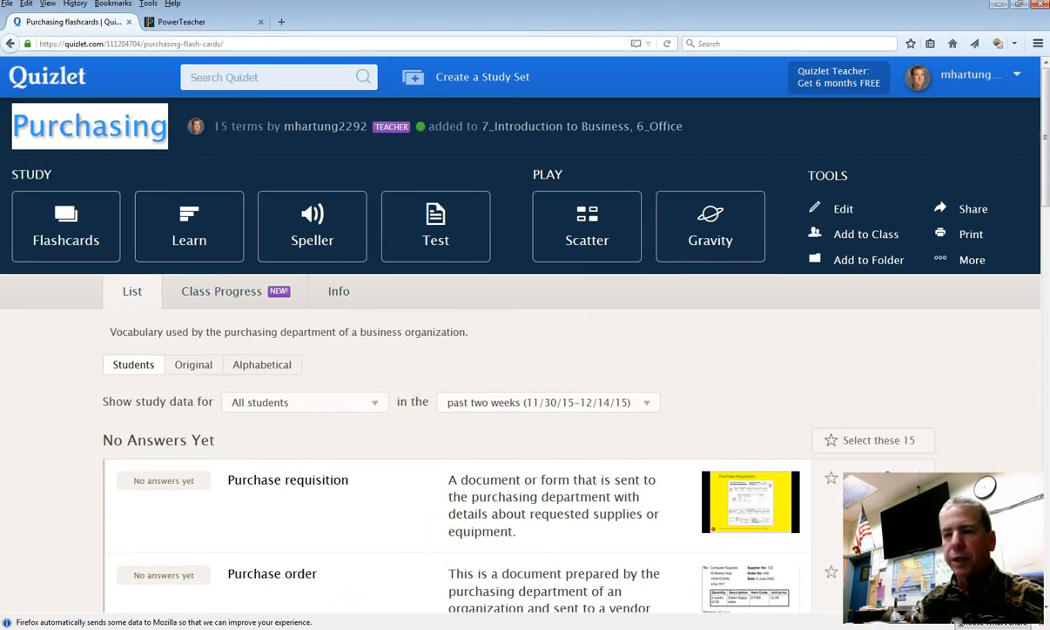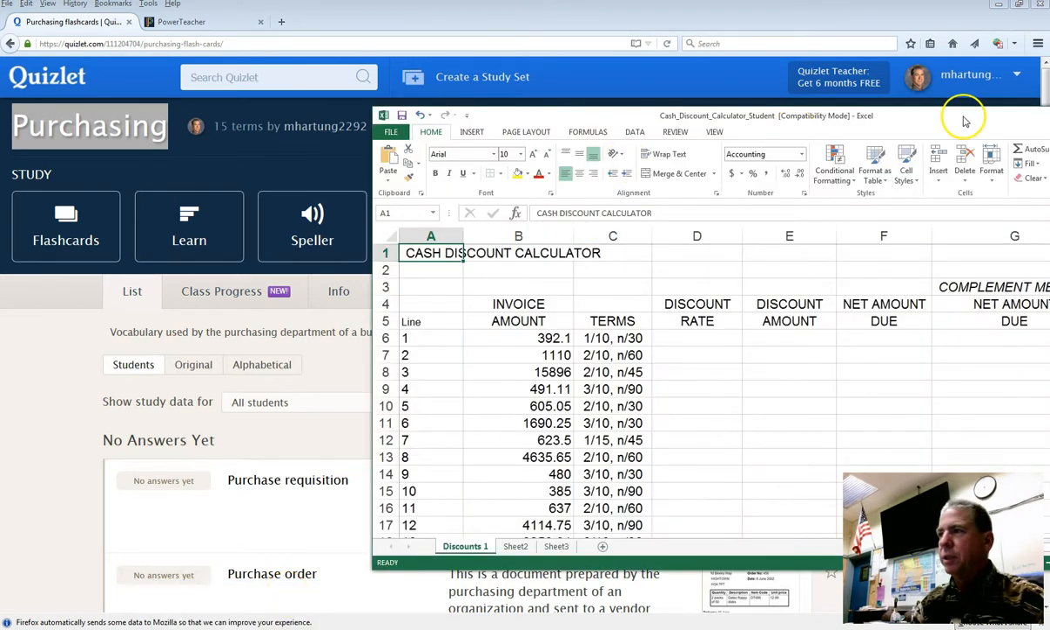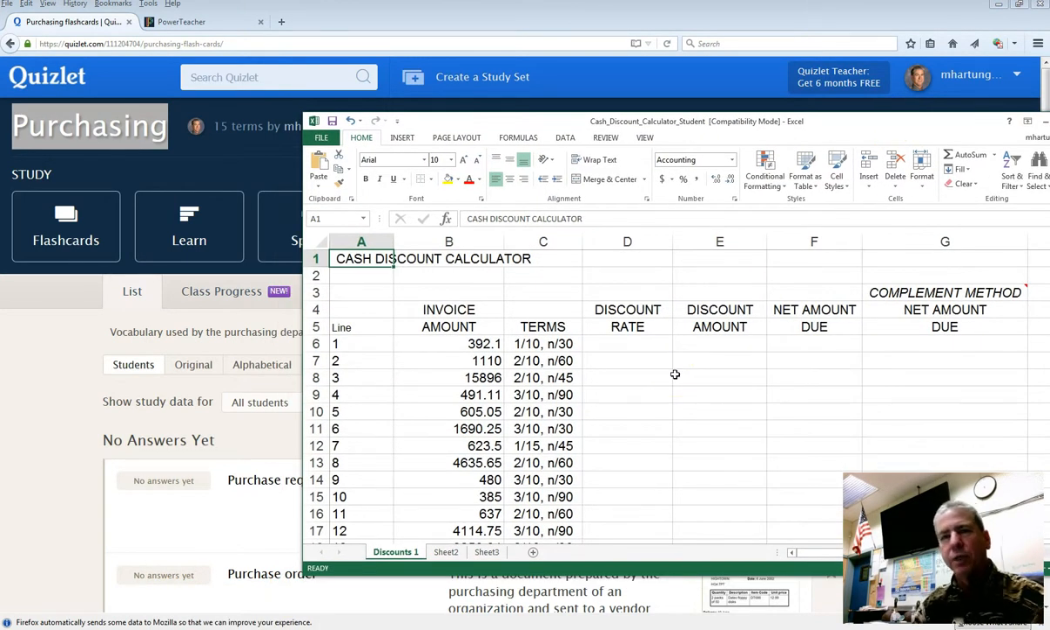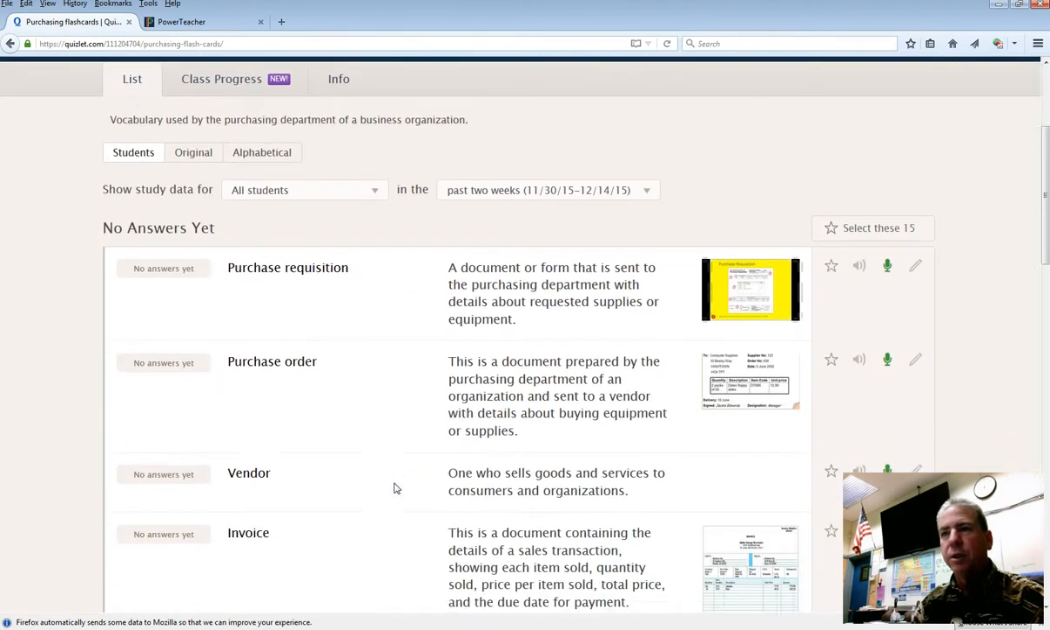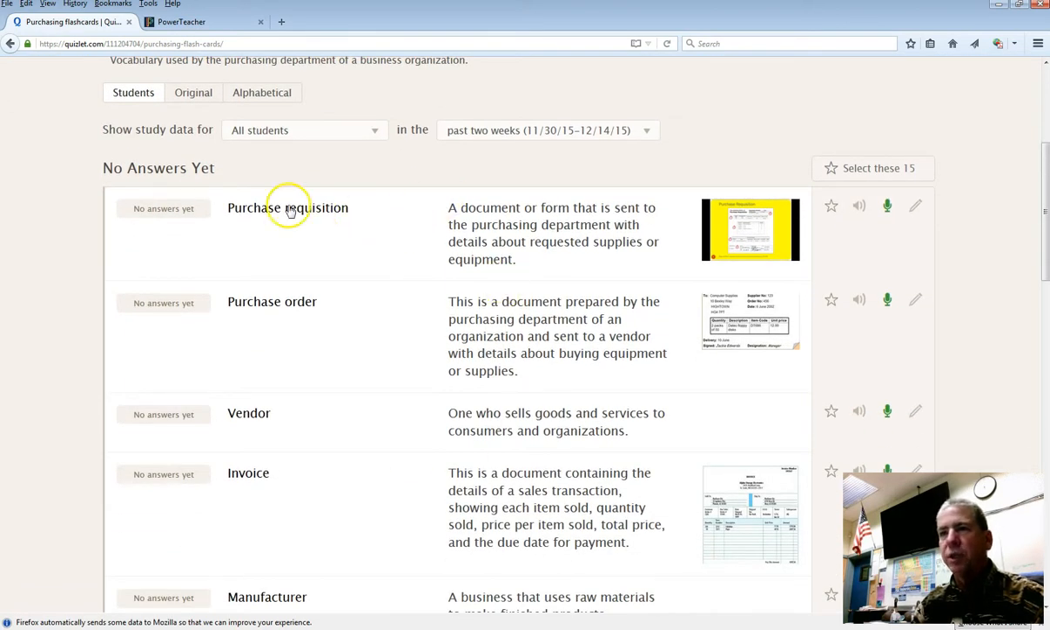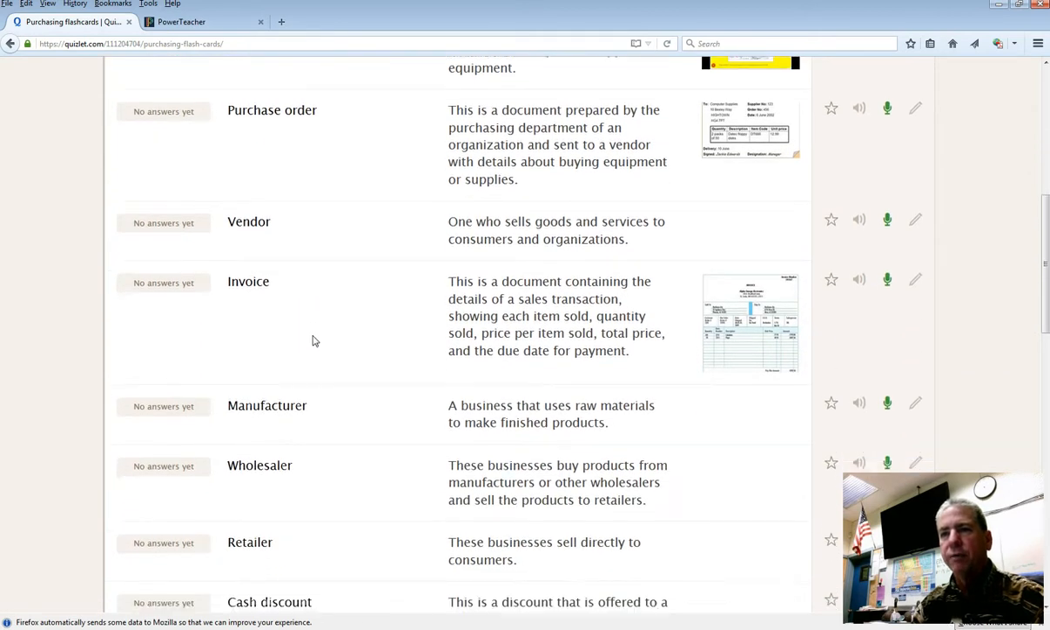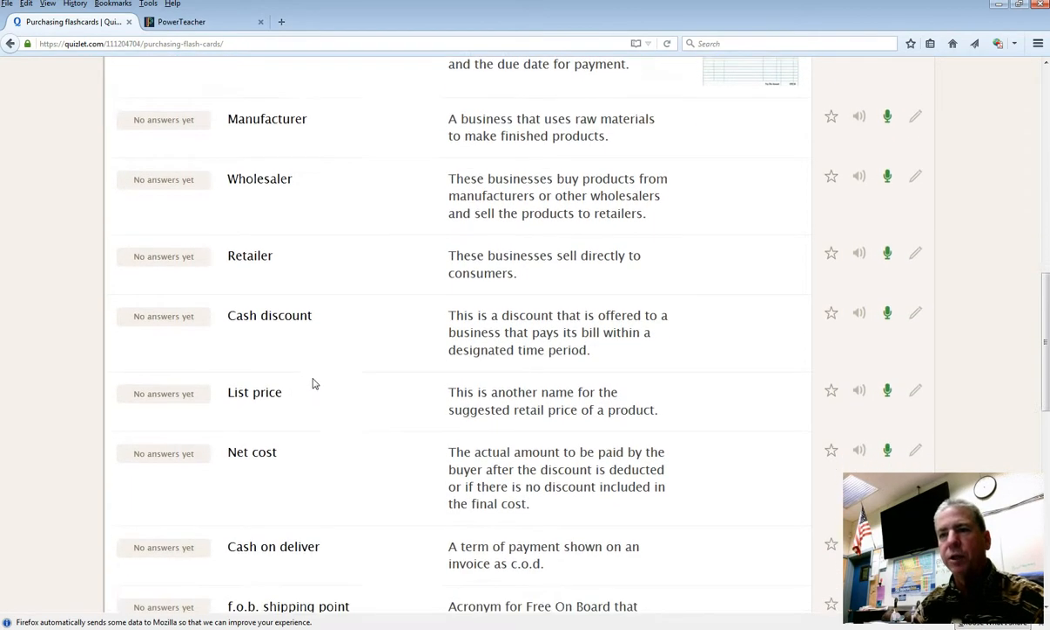So we're going to work on an Excel worksheet and discuss some of the ways that invoices are paid and look at some of the calculations that are used. But before we do that, make sure that you've looked through the Quizlet for purchasing, which is right here, and it's titled Purchasing, and it has all of the words or vocabulary that we'll be looking at. So if you haven't done that, make sure that you go through these at least 1-2 times before you work on that Excel worksheet. But you can see there's a lot of specialized vocabulary associated with the field of purchasing.